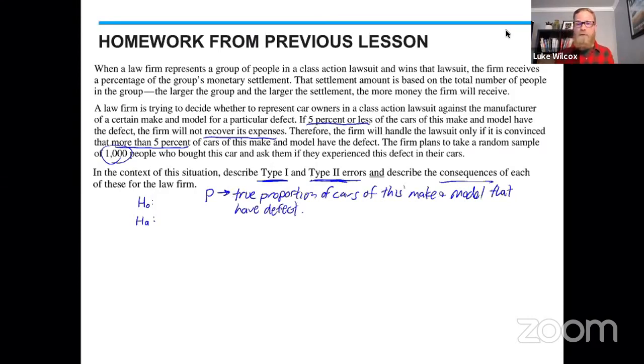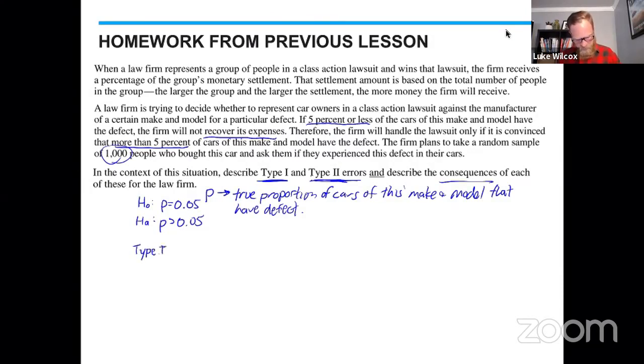Right? That's what the firm is trying to estimate when they take their sample of 1,000 people. Now, the null hypothesis says that that percent is 5%. And if it's 5%, then the firm doesn't really want to take this case because they're probably not going to make their money on it. But the alternative hypothesis says that the true proportion of cars with a defect is greater than 5%, in which case they would want to take this case because they'll be able to make some money here. So let's talk about type 1 and type 2 errors.